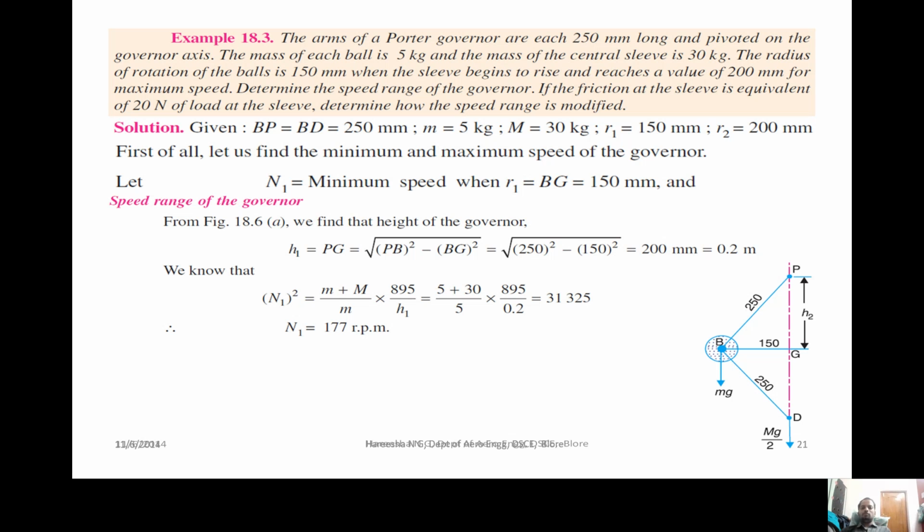N1 squared equals (m plus M) by m into 895 by h1. Since the Q value is 1, the formula is simplified to this. So (5 plus 30) by 5 into 895 by h, that is 0.2, equals 31,325, and N1 is equal to 177 RPM.